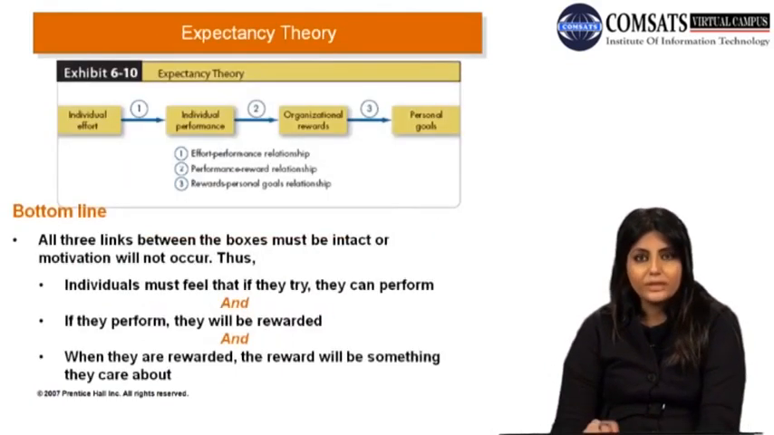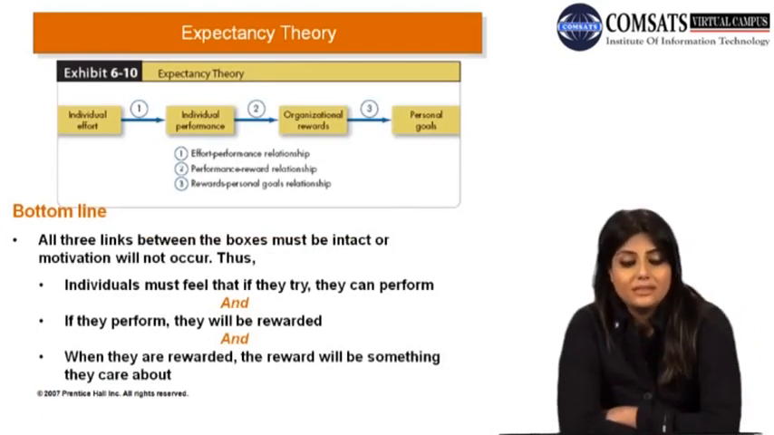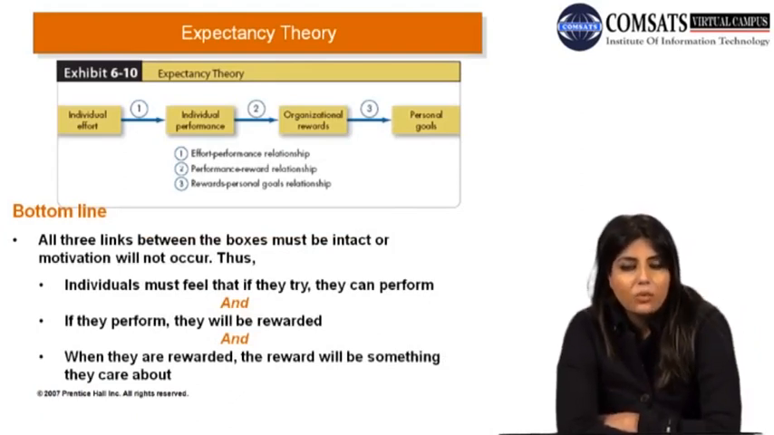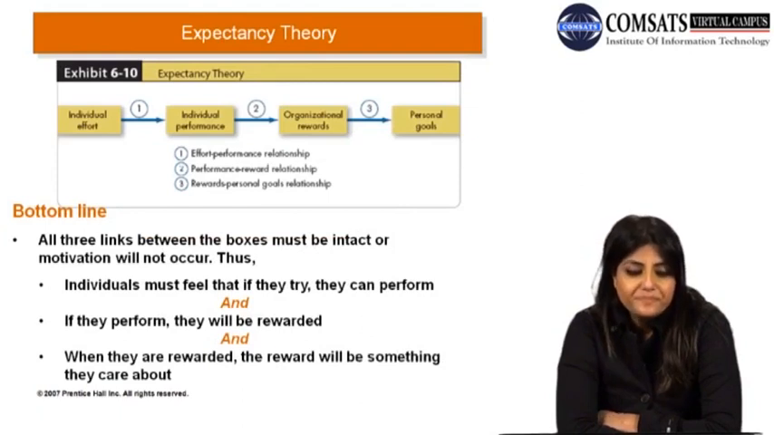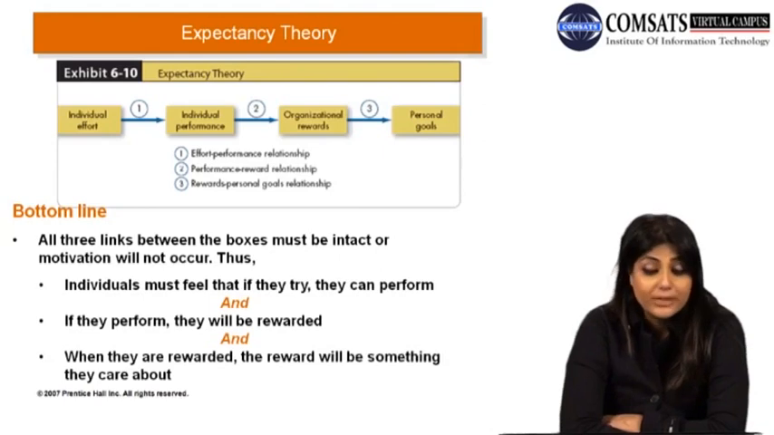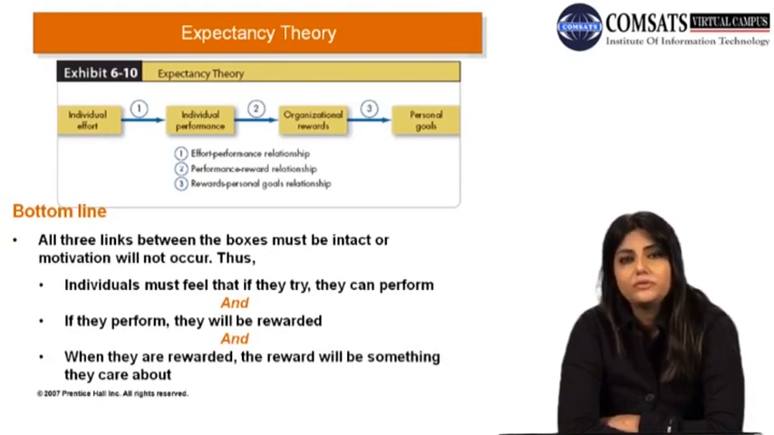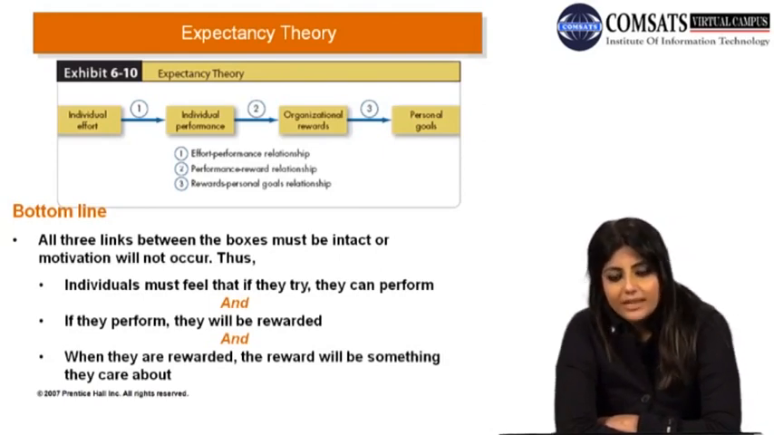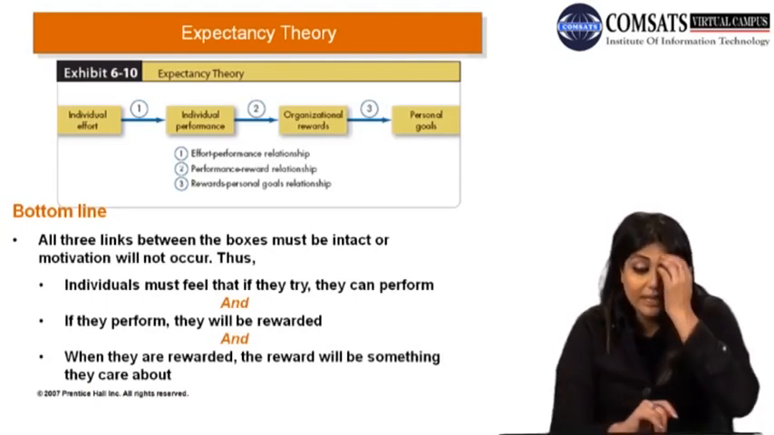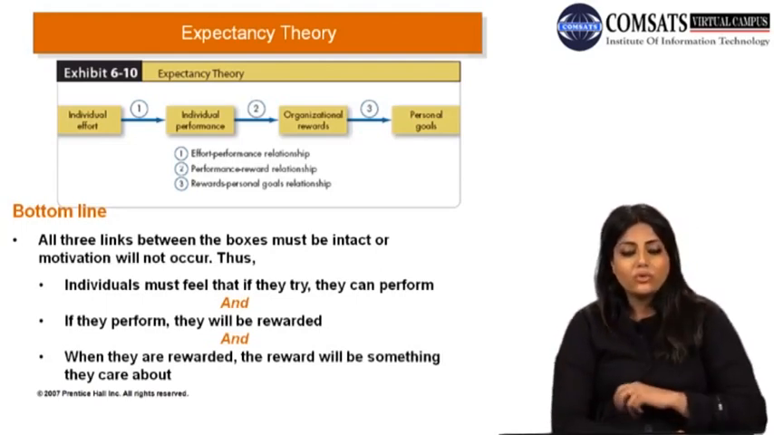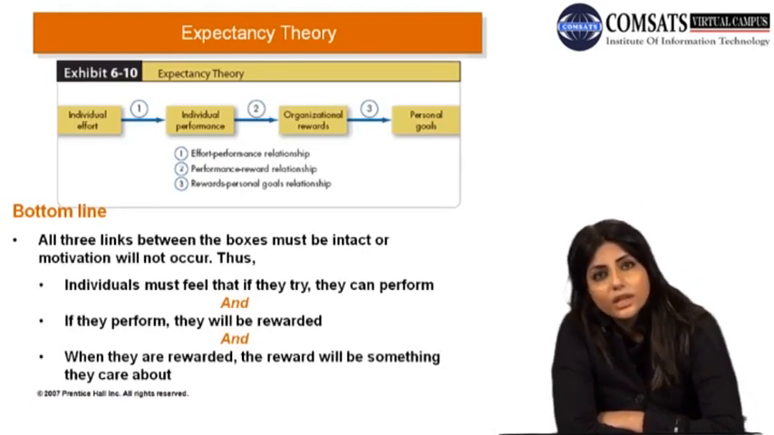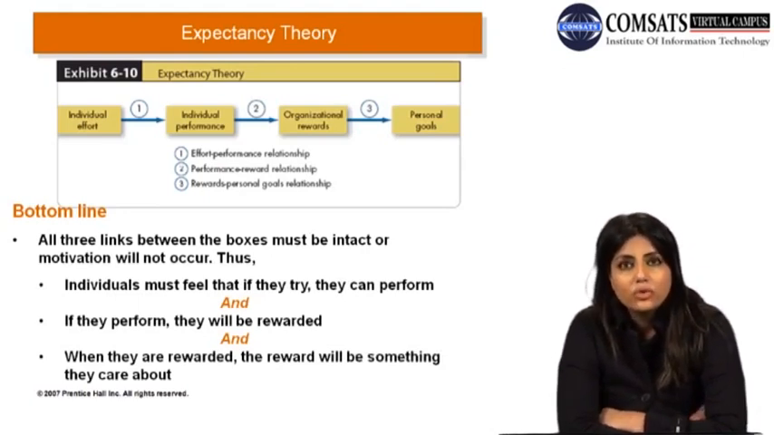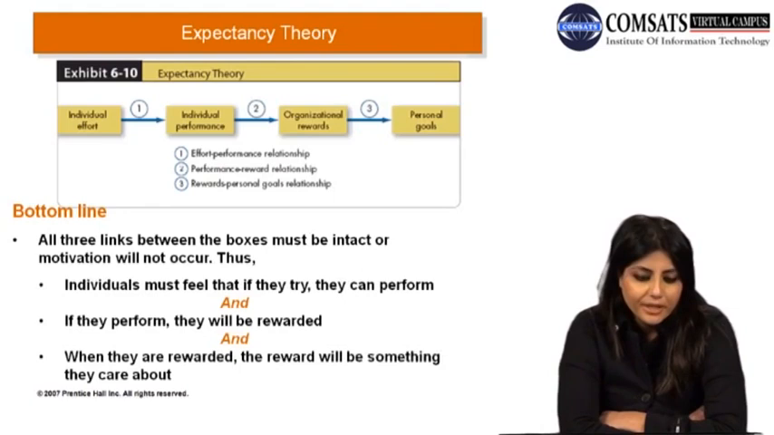Now we move to our next theory, which is the expectancy theory. What expectancy theory tries to do is make 3 different links, there are 3 different chains of links, and it is trying to link them all up together, right? So if one chain breaks, then the theory will not work, right? So it starts off with the individual effort.